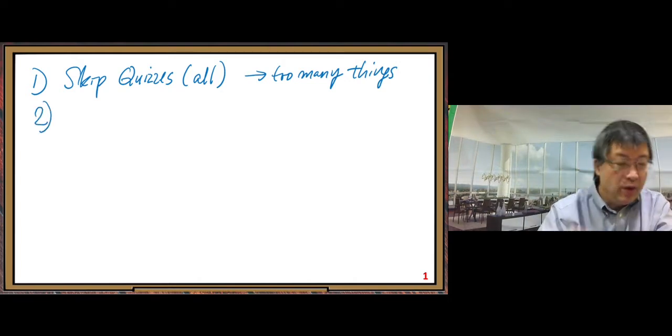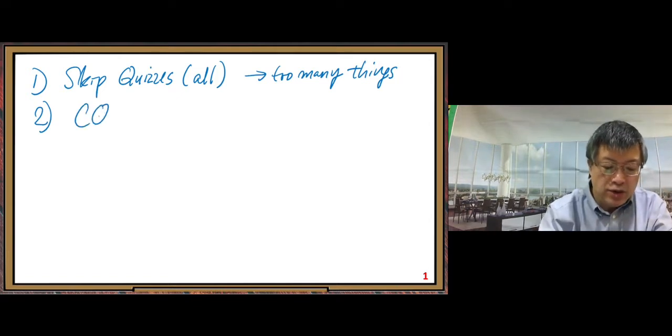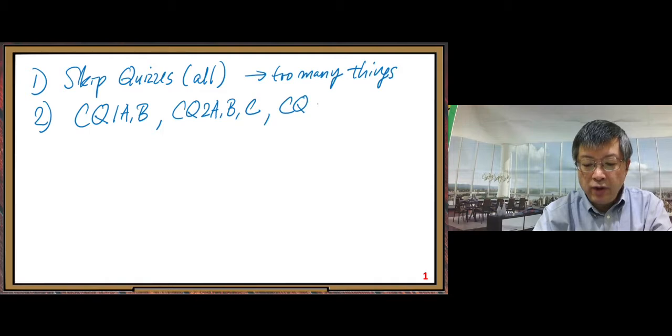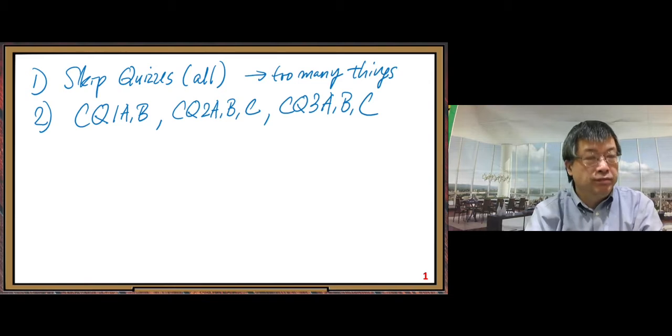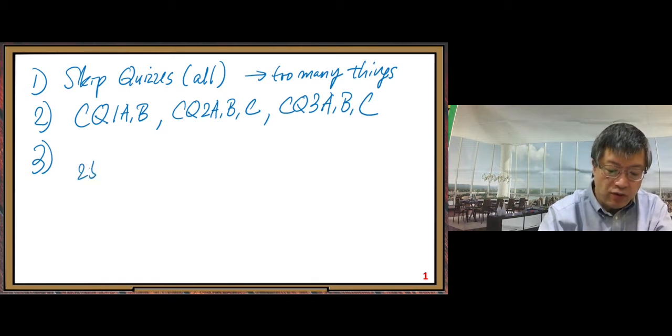When we look at the comprehension questions, we have 8 sets of questions. So that's a lot. CQ1, A and B. Module 1, we have 2 sets. Module 2, we have 3, A, B, C. And module 3, we have also 3, A, B, C. So that's a lot. Then you need to plus homework 1. So for that kind of thing, we don't need to look at the quizzes. We already have plenty.